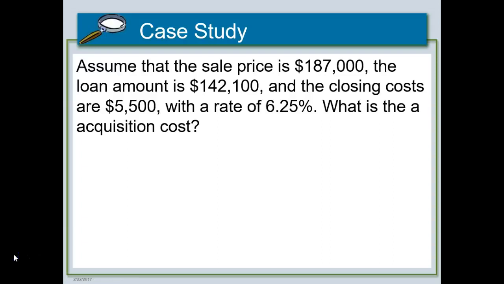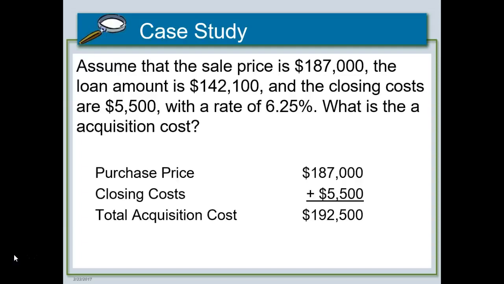The acquisition cost. How much is it going to cost for me to acquire this property? The answer is $192,500. Well, they're selling it for $187,000, and I'm going to need $5,500 in closing costs. So in order for me to acquire this property, where there's loans, down payment, gifts, doesn't matter, I'm going to need to come up with $192,500. That's what they mean when they say calculate the acquisition cost.